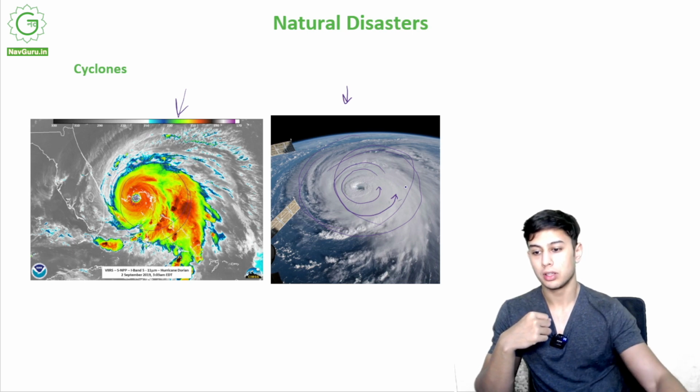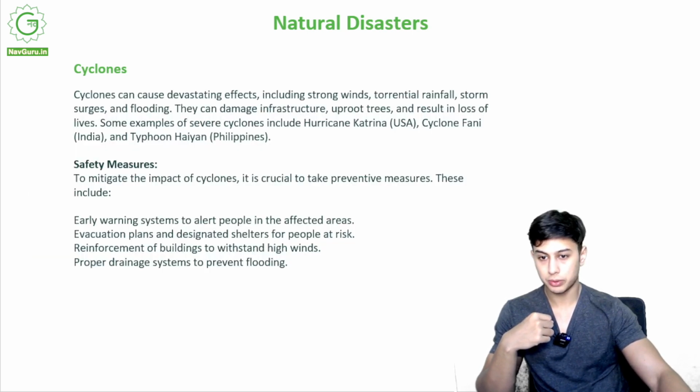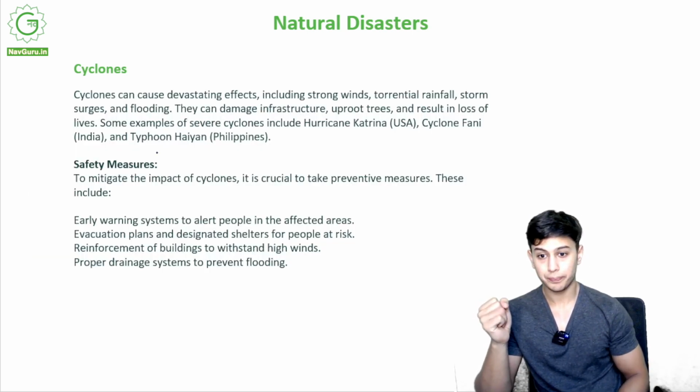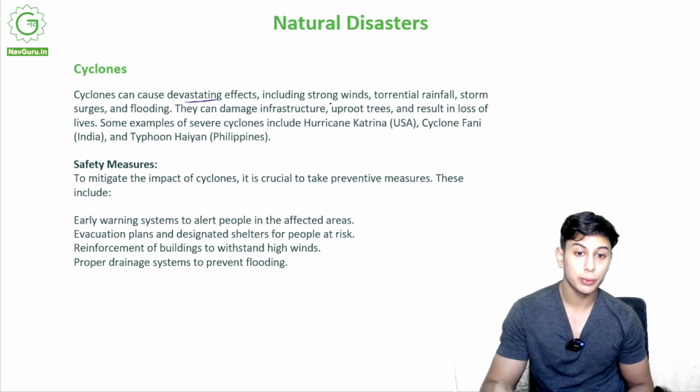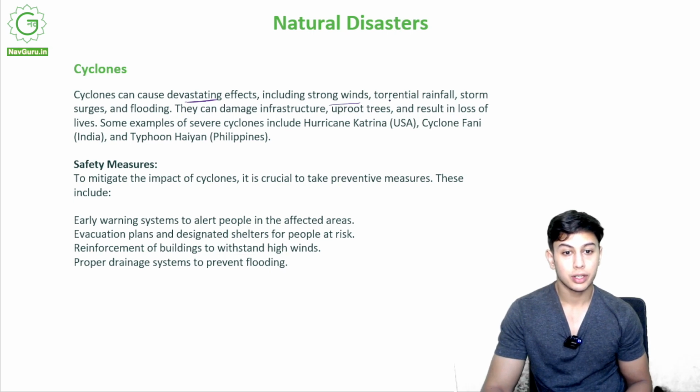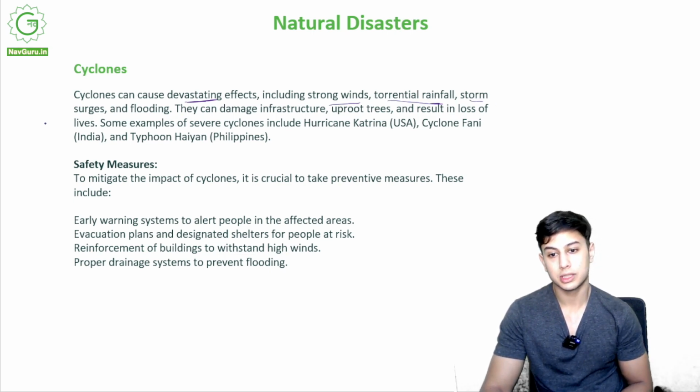Okay, now let's come to the effects. Cyclones can cause devastating effects. Devastating means very damaging effects. Okay, it can cause a lot of damage, including strong winds, torrential rainfall, storm surges and flooding. So it can cause a lot of rainfall, it can cause storms, it can cause flooding.